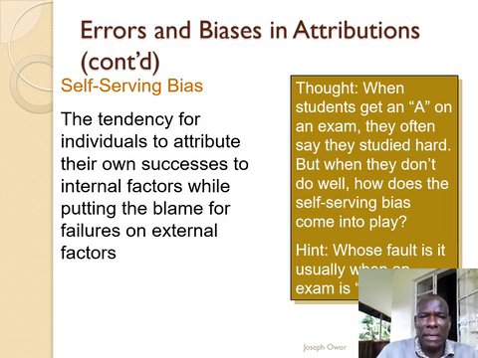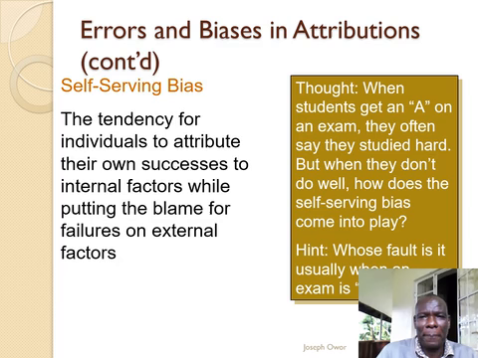So there are so many errors and biases in attributions. One of them is self-serving bias. What is a self-serving bias? This is a tendency for individuals to attribute their own successes to internal factors while putting the blame for failures on external factors. Of course, nobody will want to associate successes with external factors all the time. Because if you worked hard, you'll always say, I worked hard, that's why I've been able to succeed. But if you fail, you don't want to be part of it. You say it is because of external factors that I failed.